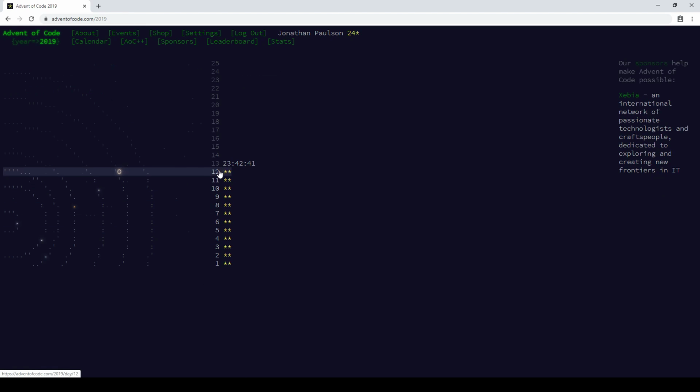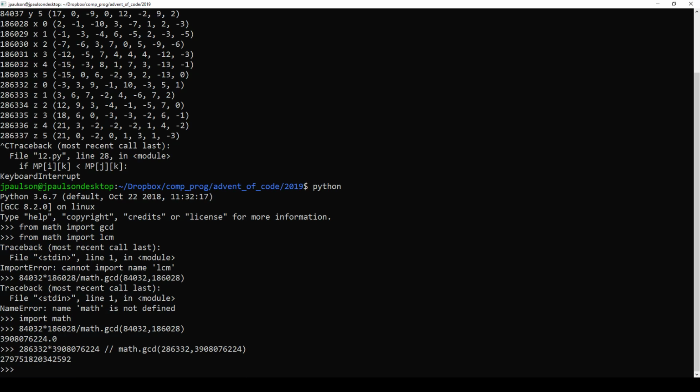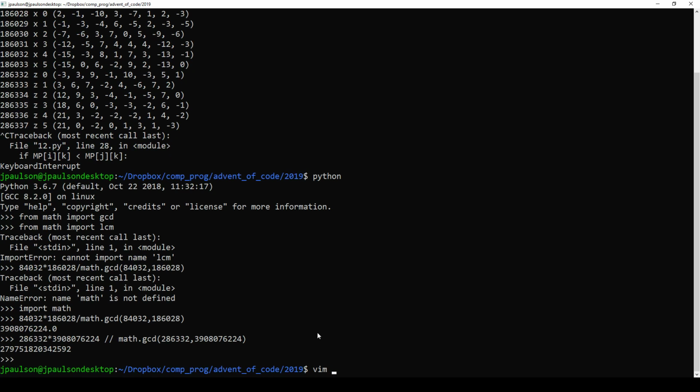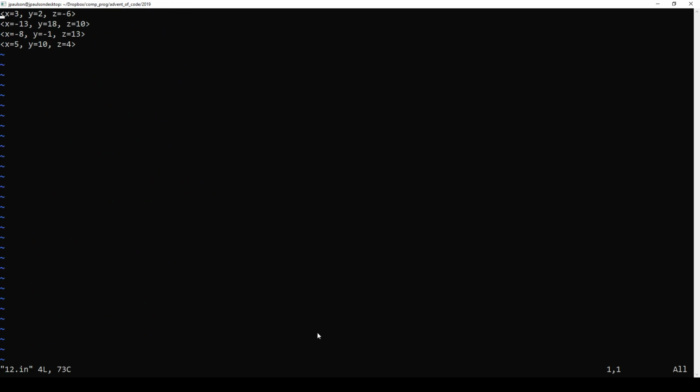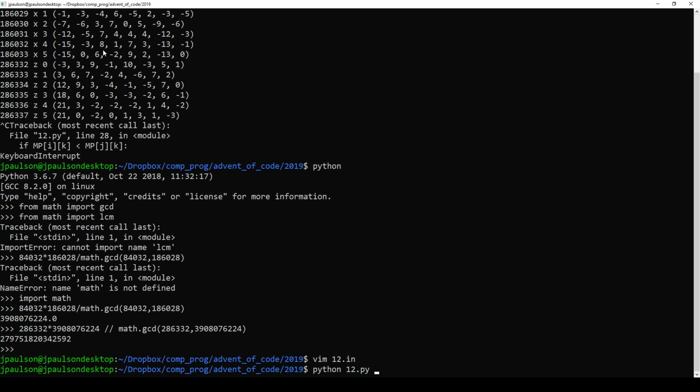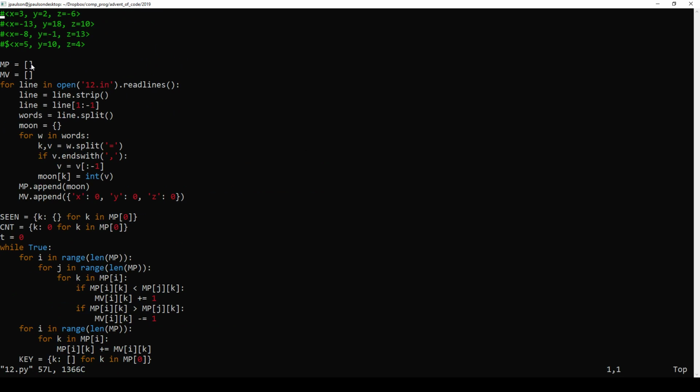Okay, so what was going on here? So we have as input these four three-dimensional things with x, y, and z coordinates. And so we read them in and we parse them, which is really kind of a pain because of this input format. But anyway, each one's on a line.